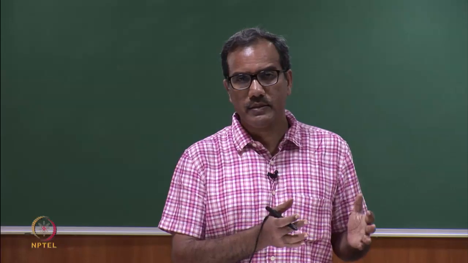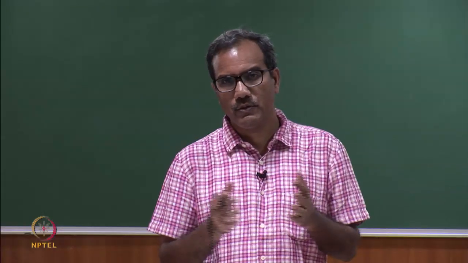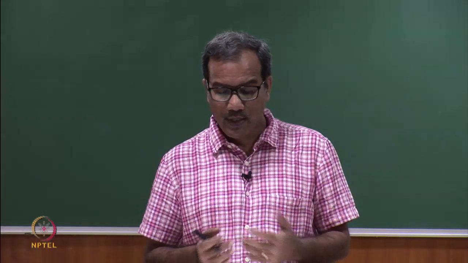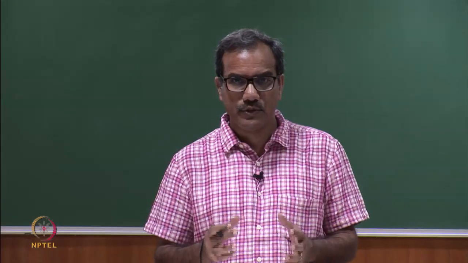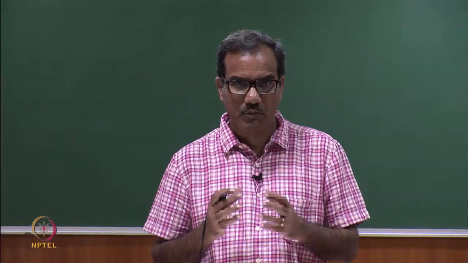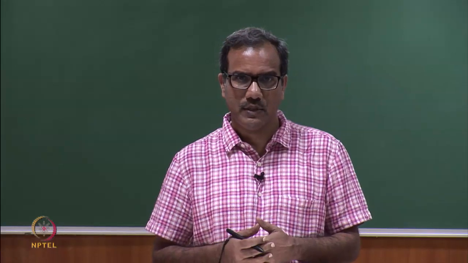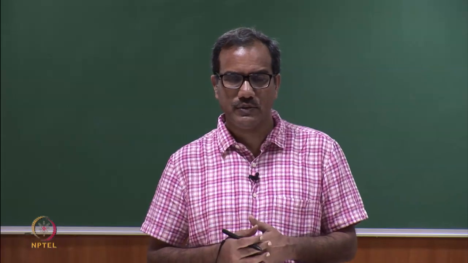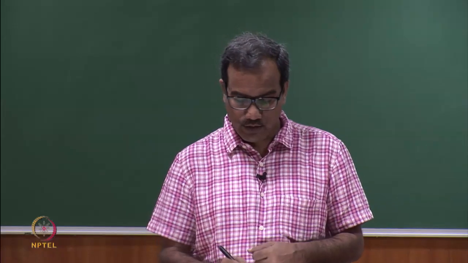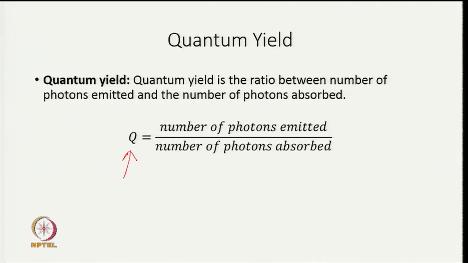So, I discussed Stokes shift. Now, let us go to quantum yield. Quantum yield is the ratio between the number of photons emitted and the number of photons absorbed. So, it is a kind of efficiency. It is represented by the symbol Q. So, Q is equal to number of photons emitted divided by number of photons absorbed.